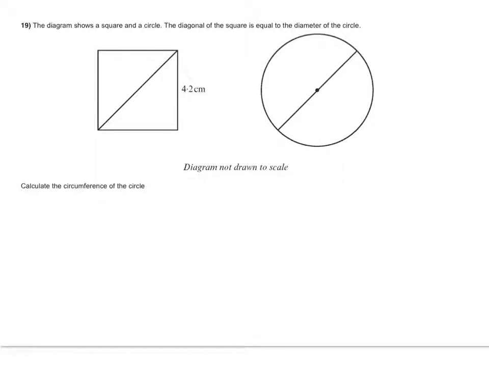Okay, last question of the exam then, so you're expecting this one to be quite a toughie. We are looking at a diagram of a square and a circle, so again, we know that we've got a right angle here and we've got a right angle here, and then the other corners as well. So that's going to help us. The diagonal of the square, so diagonal of the square is here, and that's equal to the diameter, so all the way across of the circle.